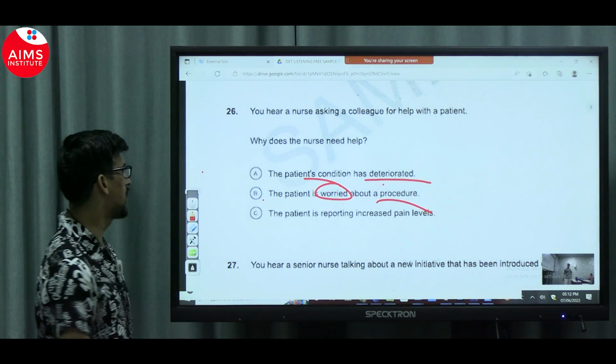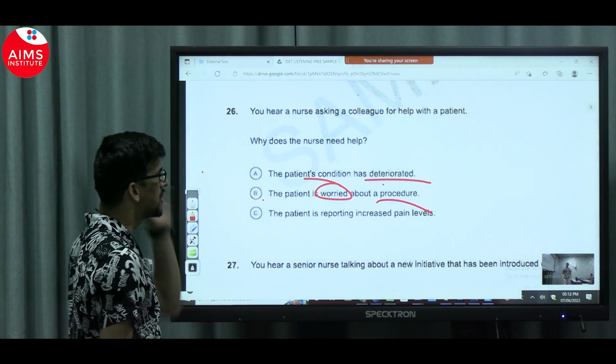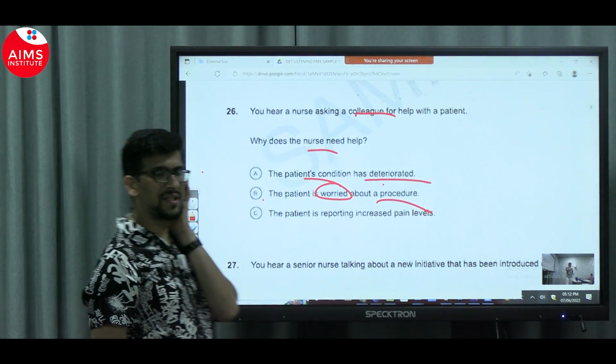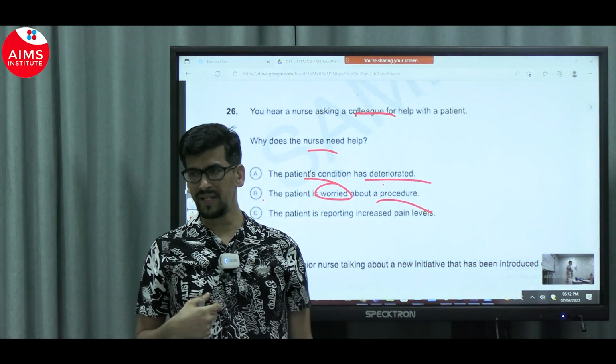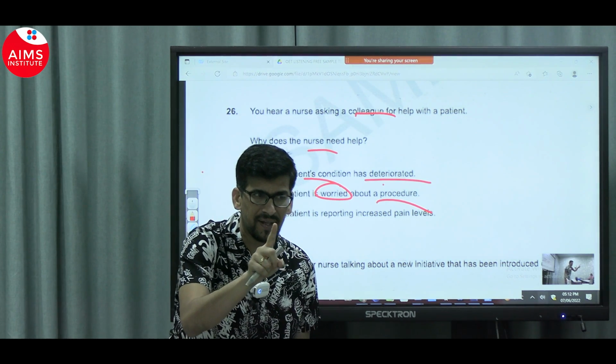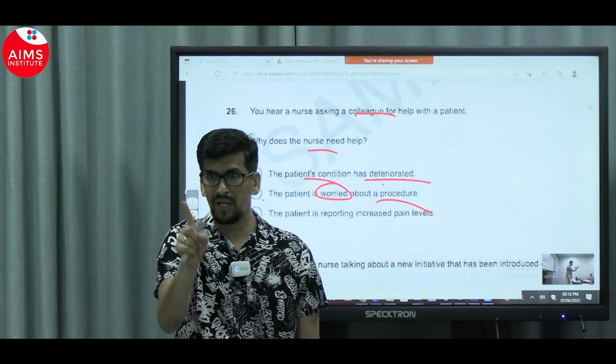Worried about a procedure. Okay, so what? See, they are taking the help of a colleague. Why? Whether the patient is worried about the procedure is not the concern here. The patient might be worried about the procedure, they will directly say. But that is not the reason they call the colleague.